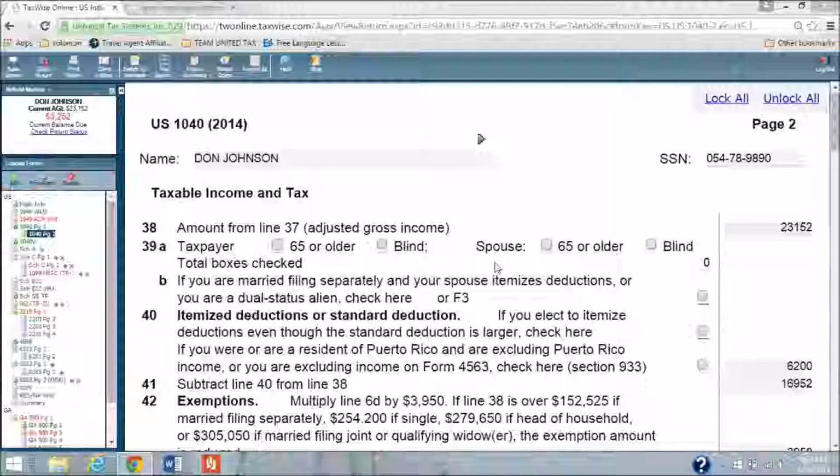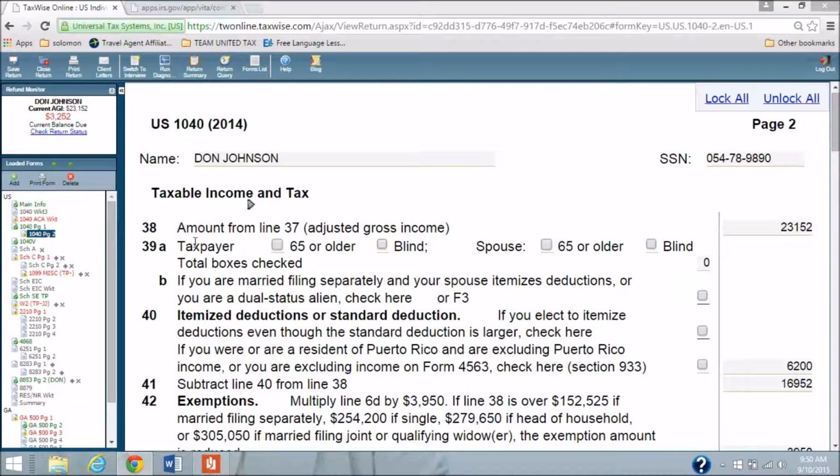Okay, here we are. We're on the back of the 1040 now. We have Don Johnson. So we went through the first part where we talked about income and adjustments to income. On the back of the 1040, page 2, we find line 38, which is the adjusted gross income. The adjusted gross income here is 23,152.